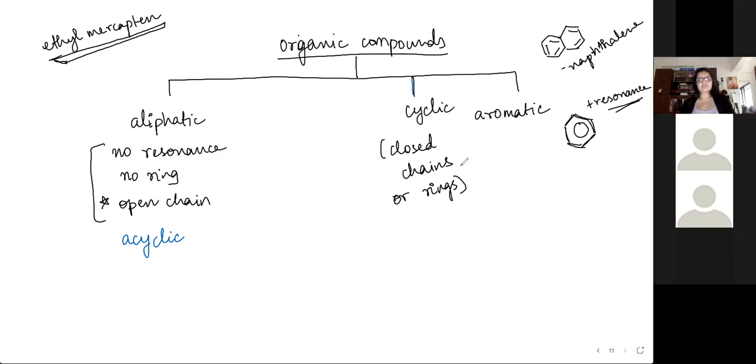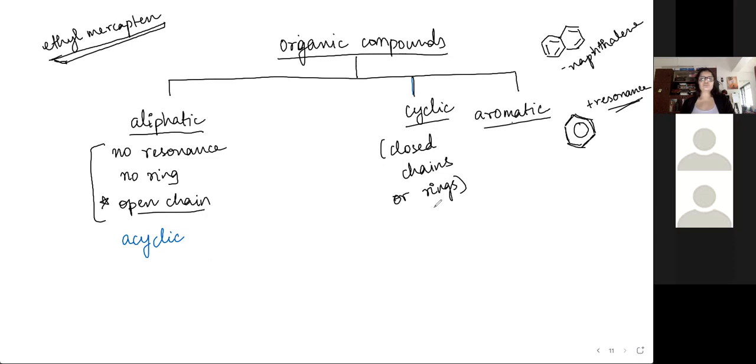Along with the closed chain, if there is a resonance possible in it, then it comes under aromatic. If it is simply a closed chain without resonance, then it is a cyclic compound. If there is no ring structure at all, if it is an open chain, then it is acyclic or aliphatic. Within cyclic, aromatic is one part of it.